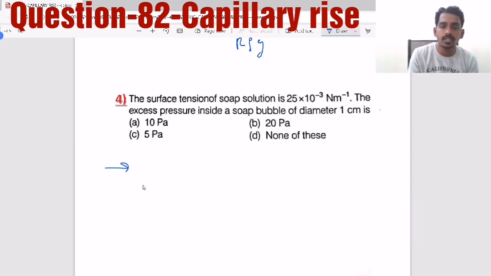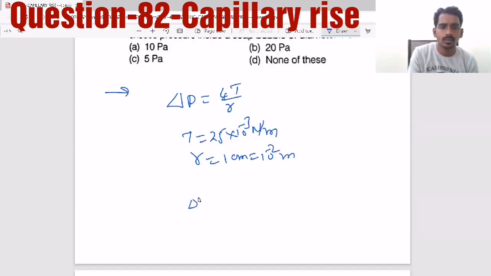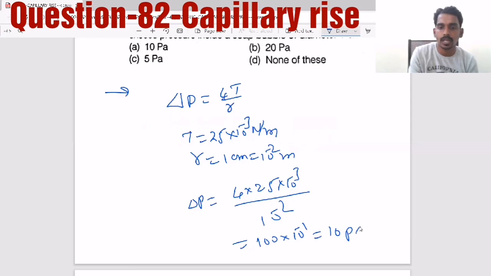Now the next thing is surface tension of soap solution is 25 into 10 power minus 3 Newton per meter. The excess pressure inside a soap bubble of diameter. Now they are asking soap bubble. So delta P equal to 4T by R. And radius is 1 centimeter, nothing but 10 power minus 2 meter. So just direct question, just substitute it. Only thing you have to take care that it is soap bubble, so you have to take the formula 4T by R. So it will become 10 Pascal.